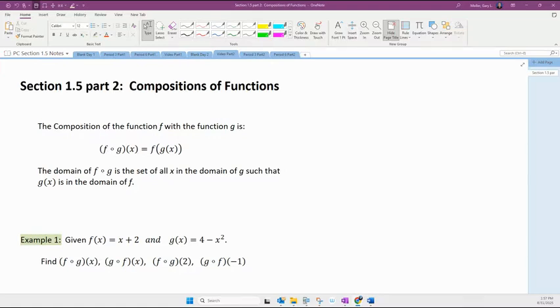In this video, we're going to be talking about section 1.5, part 2. So we're continuing our basic operations on functions, and today we're going to specifically review the composition of functions. If you recall, composition of functions is essentially, sort of informally, when you take one function and insert it into the other function.